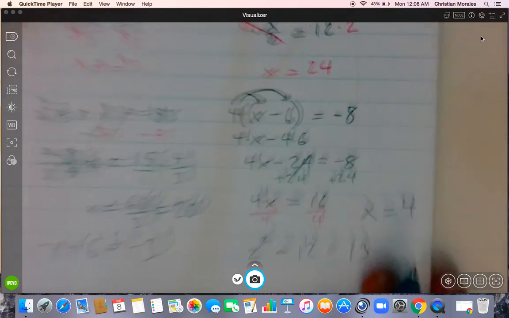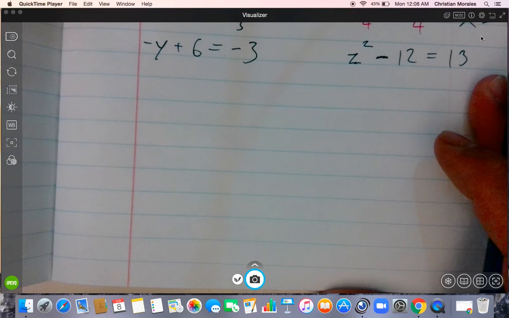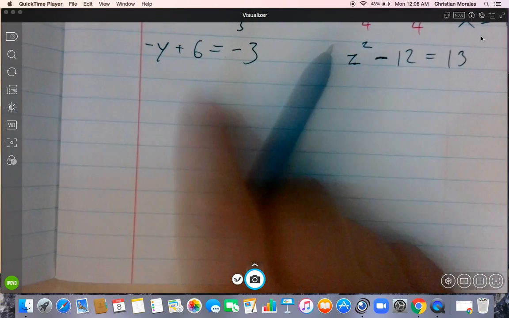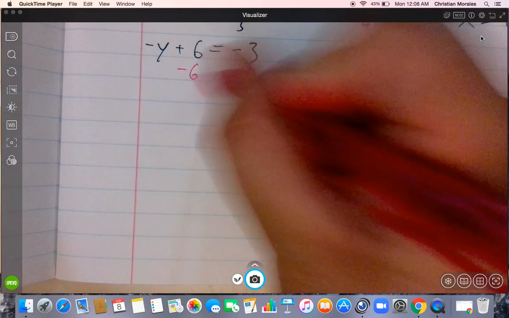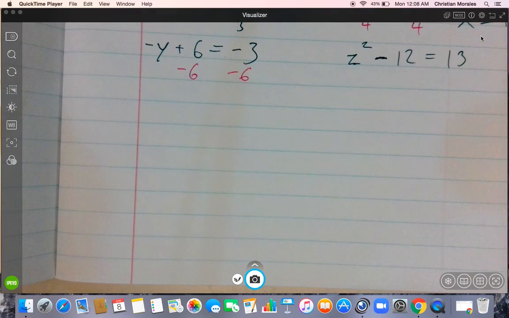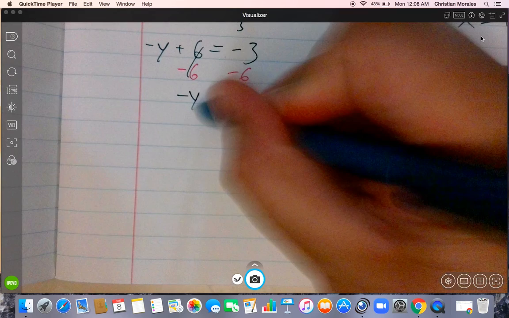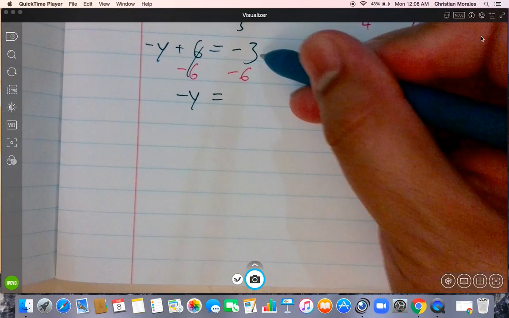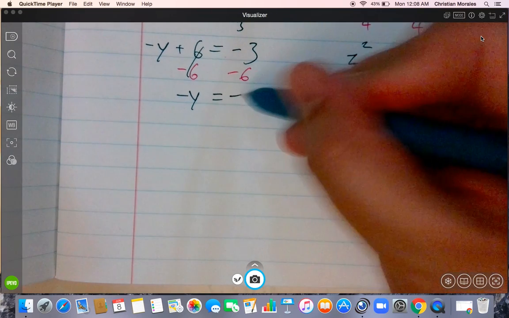All right, now for the last ones. Let's talk about negatives and exponents. Let's talk about this one first. The first step is obvious. You can get rid of that 6. Subtract 6 from both sides, right? Now, you're going to be left with a negative y equals negative 3 minus 6. Negative 3 minus 6 is going to be negative 9.